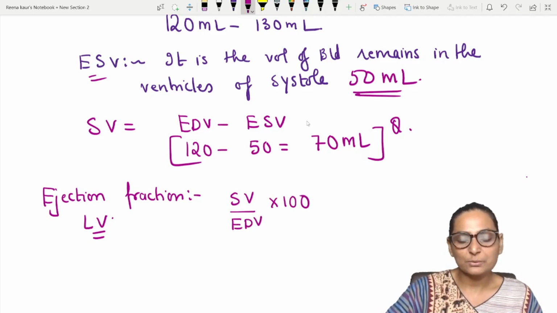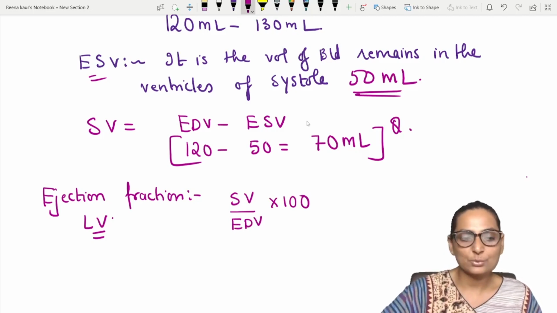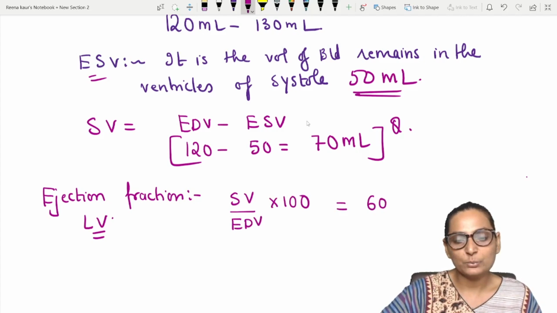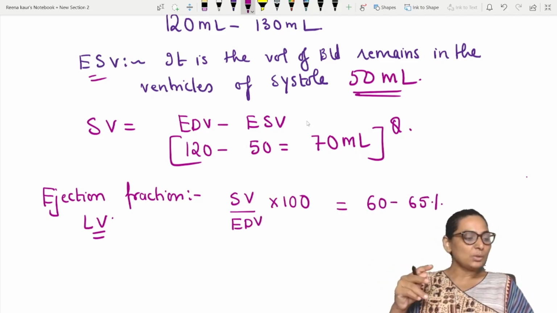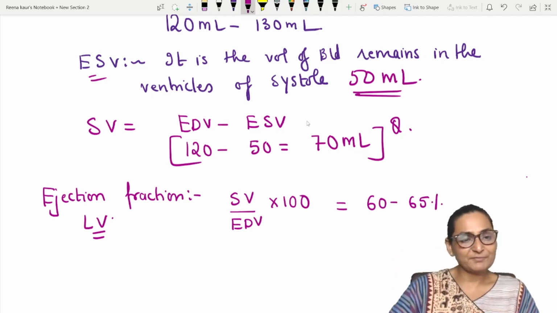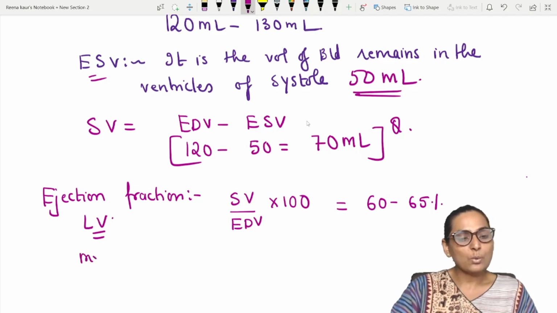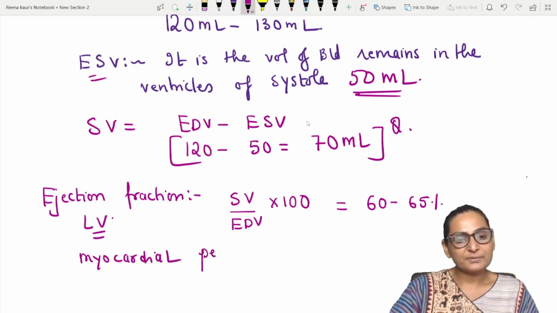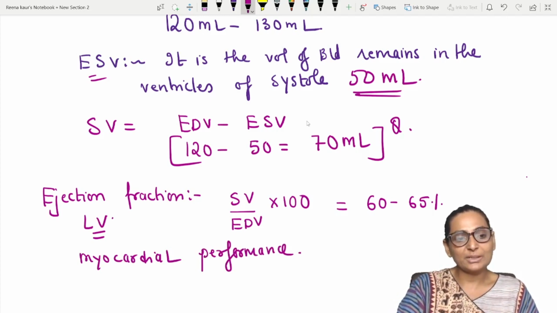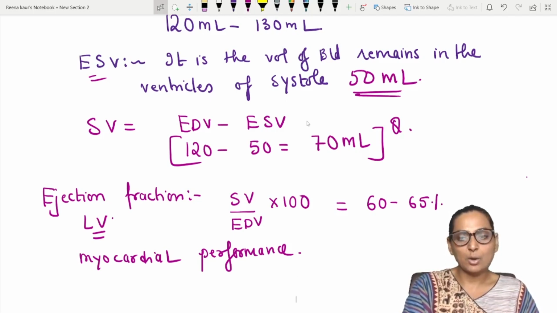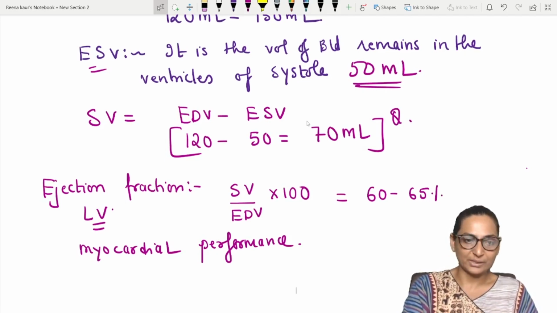So we know how to calculate stroke volume with the given end diastolic volume, and the normal value comes between 60 to 65%. It is a very good index of the myocardial performance, and if there is a decrease in the left ventricular ejection fraction, it is indicative of a decrease in the cardiac output or a poor functioning of the ventricles.